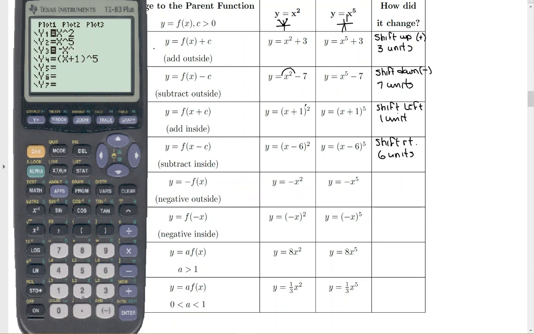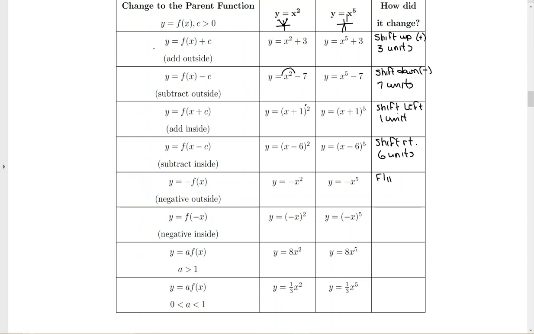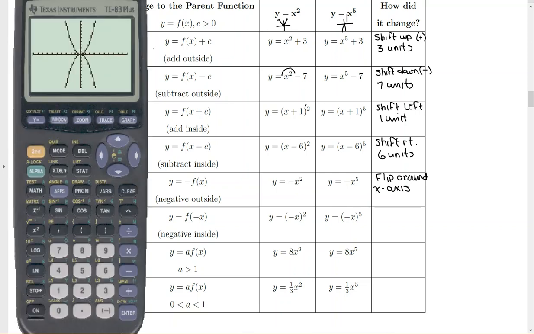All right, so raise that to the 2 power. And then let me clear that one out. So right now I'm just going to look at x squared and negative x squared. And notice what happens. There's x squared, and then we flipped right around the x-axis. So we had a flip, we'll call it, around the x-axis. When I multiply by a negative outside the function, I can expect that flip around the x-axis.